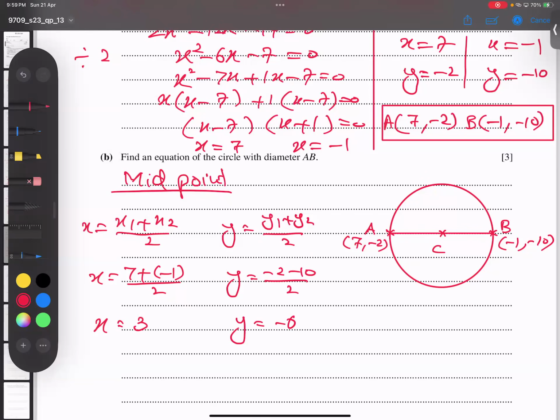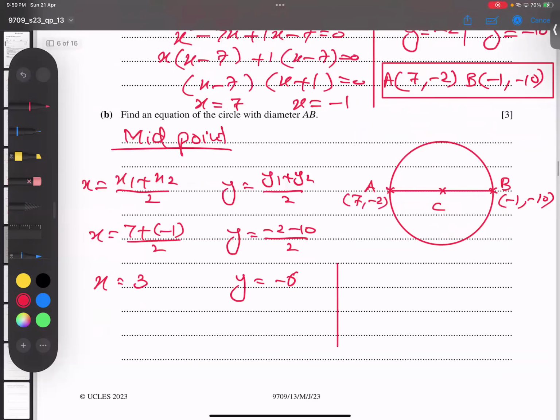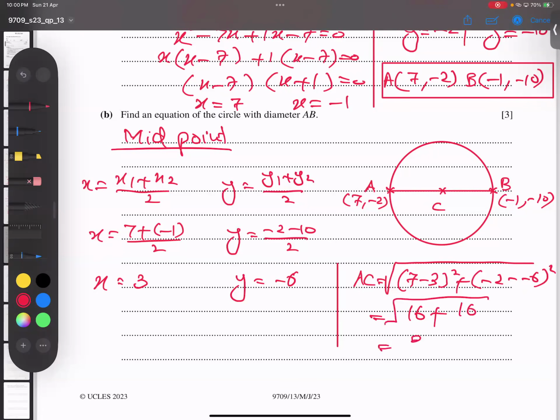So I got the center, but now the radius. How to get the radius? Two options: find the distance AB divided by 2, or find the distance AC directly. So I'm finding the AC distance directly. What is it, students? x2 minus x1 whole square, or 7 minus 3 whole square, and negative 2 minus negative 6 whole square. Here I got 4, so 16, and here again 4, so 16 comes. So I got root 32, students.